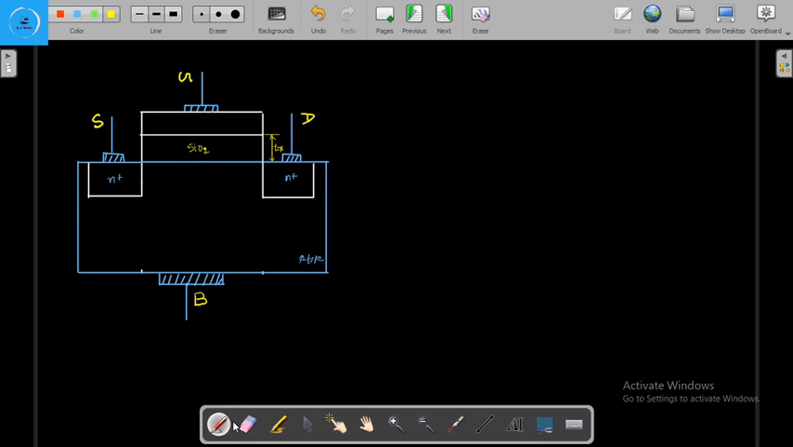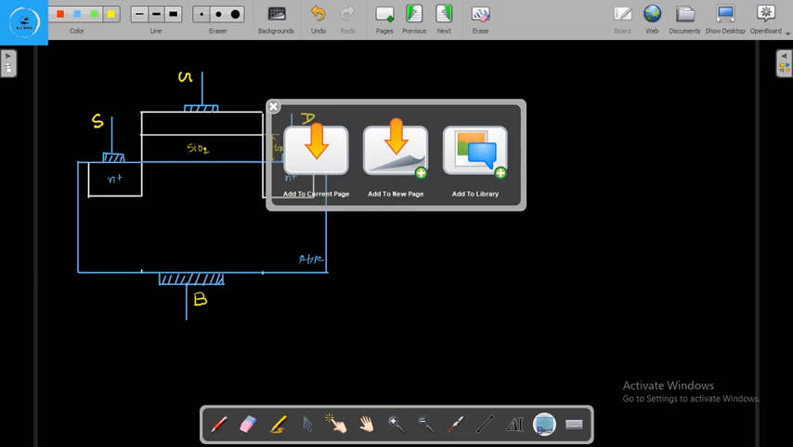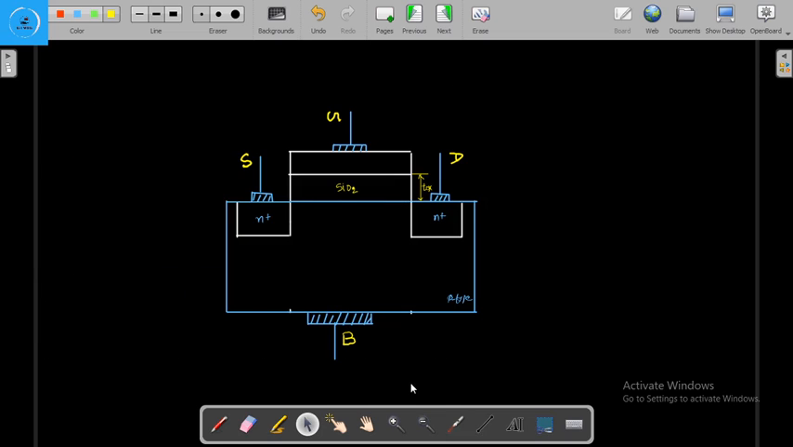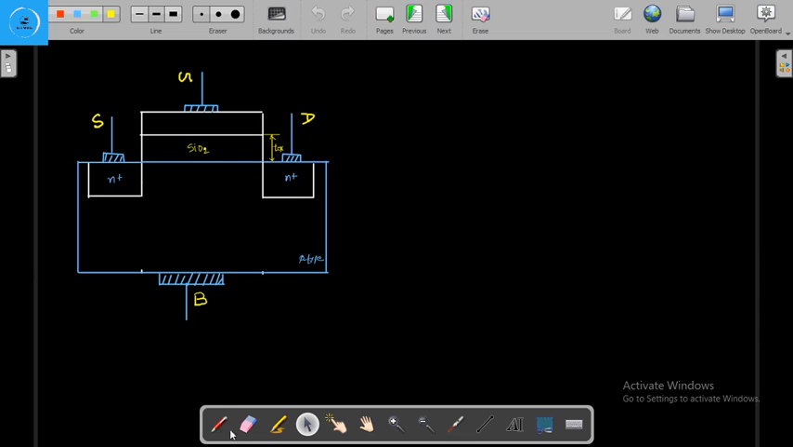Now what we are doing here, in case number five, we have kept VGS greater than VT naught, and we are increasing VDS beyond 50 millivolt. We are increasing VDS by a large amount. So we have done that, and now we are doing the connection.